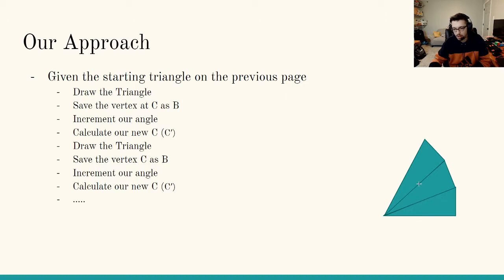and then increment our angle, so then we'd have kind of 3 theta, and then we would calculate that new xy coordinate of C prime, draw the triangle. So as you can see, this is an iterative process, and just like we did with assigning colors to the square, we can do this iterative process with a loop.